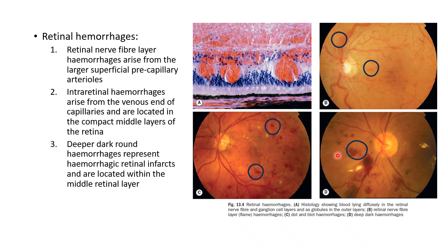Now these are darker because they represent hemorrhagic retinal infarcts that are located in the middle retinal layer. Okay, these are hemorrhagic infarcts. The blood has been there for a long time and it has started to break down into bilirubin, plus the blood in this case is located in the deeper layers, hence the dark color.